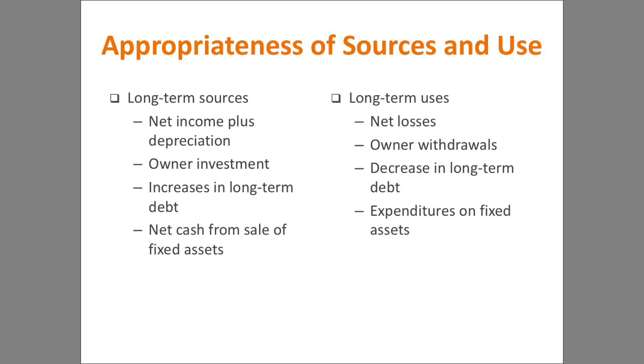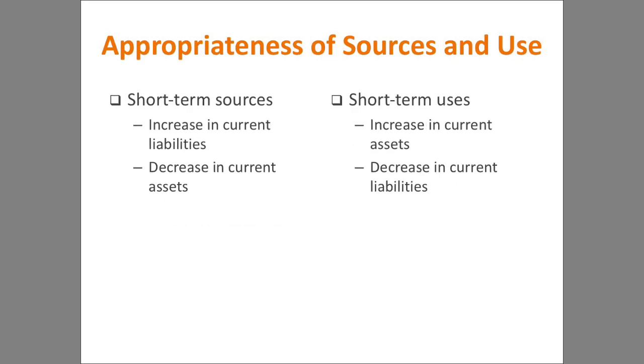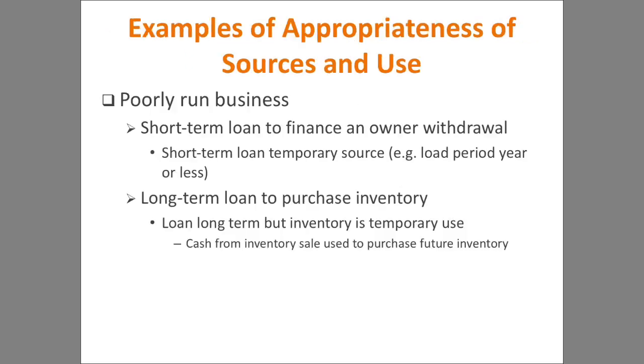What are some long-term sources? Net income plus depreciation. So our profit plus the savings of taxes by depreciation. Our owner's investment. Increase in long-term debt. And net cash from the sales of fixed assets. Long-term uses are net losses, owner withdrawals, decrease in long-term debt, and purchasing of expenditures on fixed assets. Short-term sources are increasing current liabilities such as accounts payable, and obviously a decrease in current assets that we can liquidate. Short-term uses are an increase in current assets and a decrease in current liabilities.